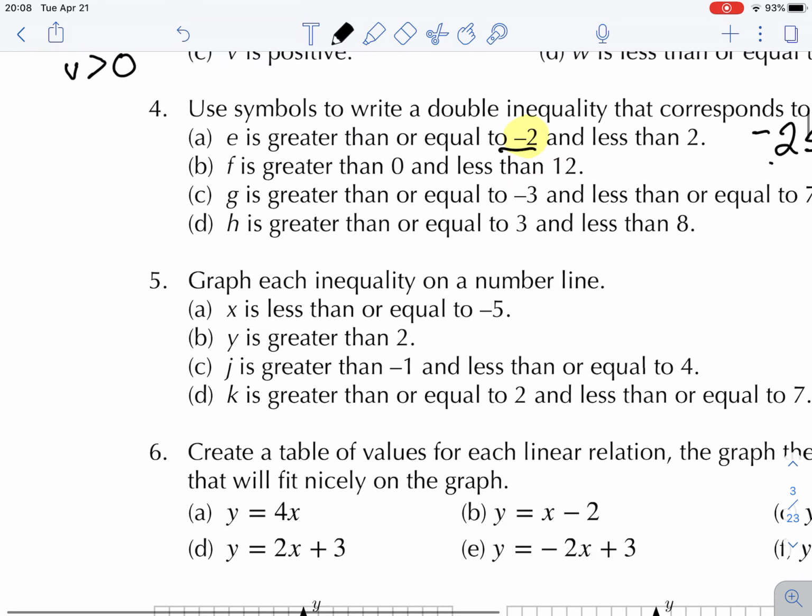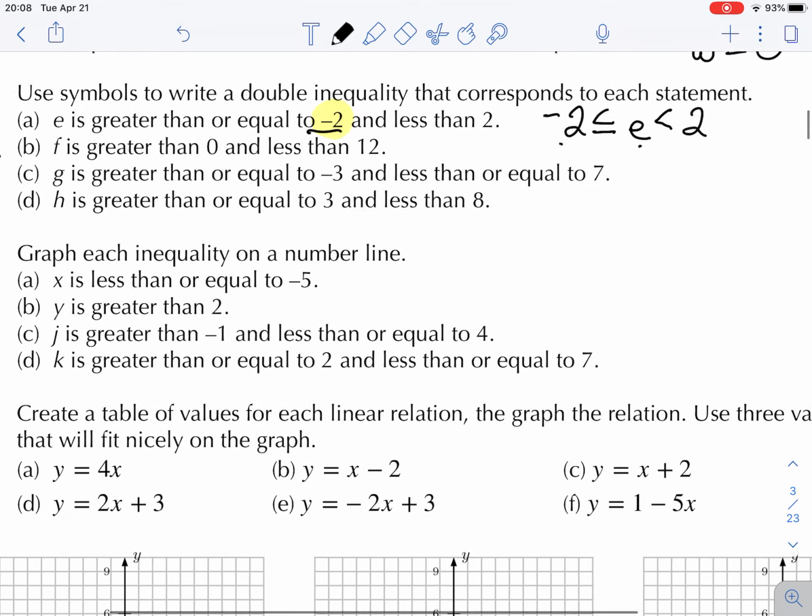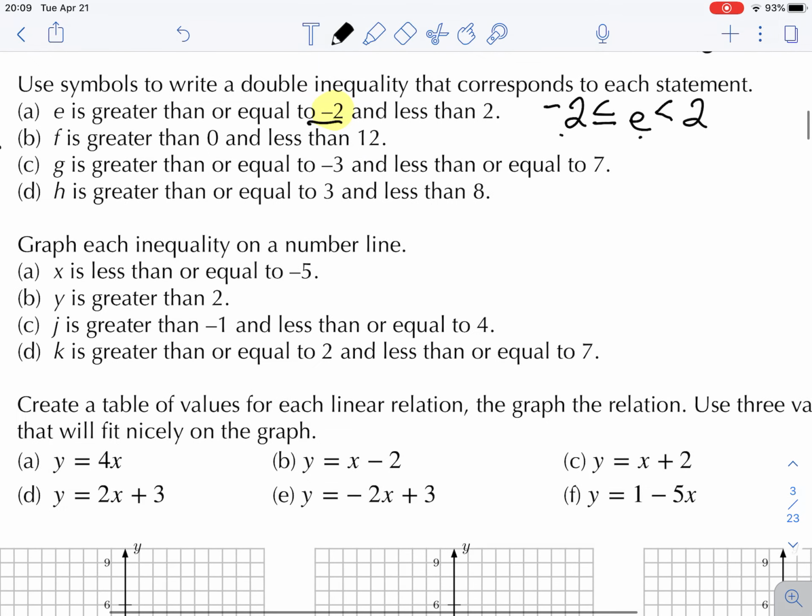Letter B, F is greater than 0 and less than 12. So I put 0, I put F, and I put 12. F is bigger than 0, and F is less than 12. There are no equal signs in this one, so it is strictly that.